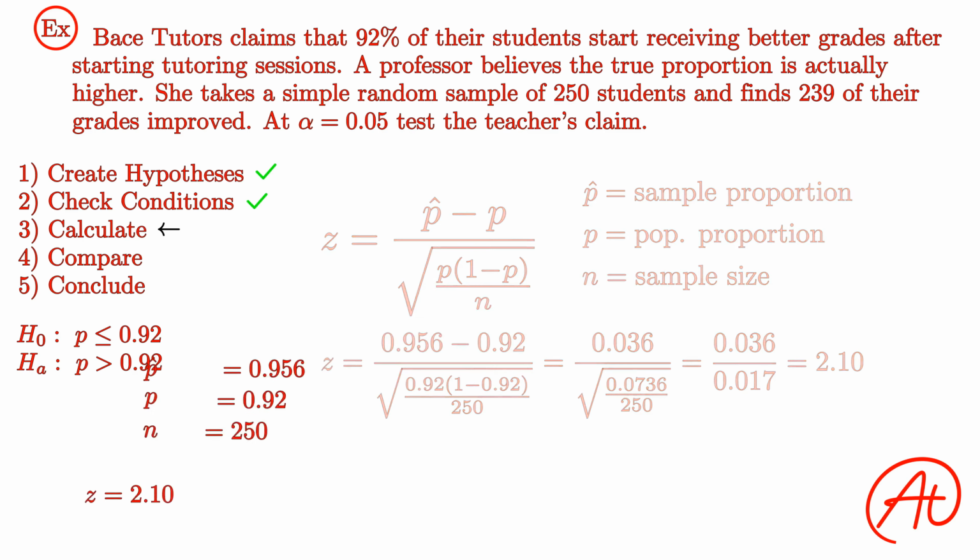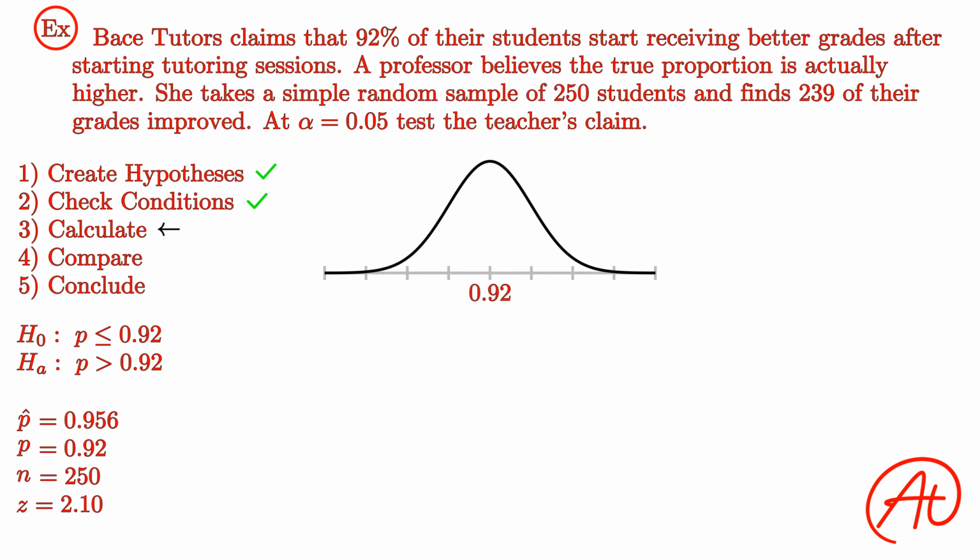Now that we have all of this calculated, let's add all of this to our distribution. As I mentioned, our normal distribution is centered at the assumed population proportion of 0.92. However, when we collected data on our sample, we found that the sample proportion of students whose grades improved was 0.956. Let's say that that's somewhere like here on the distribution. It's obviously greater than our assumed population proportion of 0.92, so that gives some evidence for the professor's claim, but this could also just have happened by chance. To know for sure, we need to calculate the probability of getting the sample data we got.